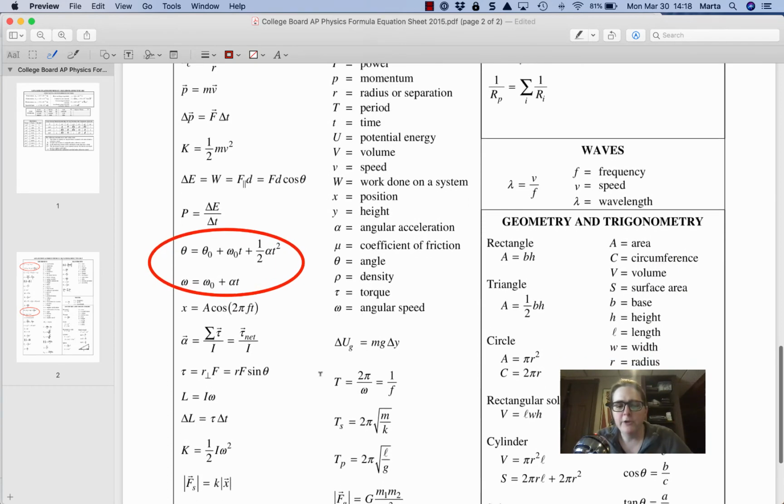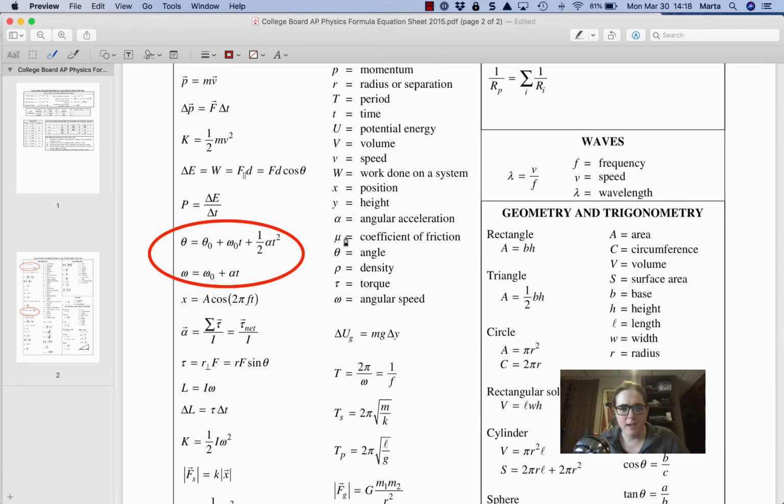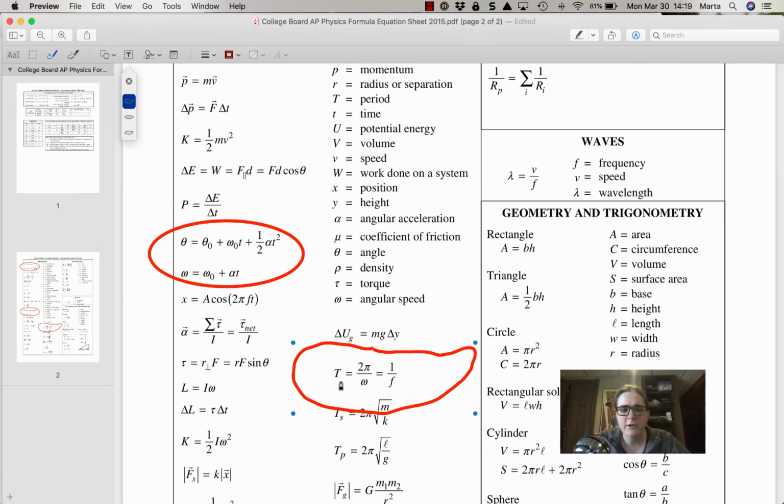Now, the other equation I want to point you to is earlier this year we defined the term period. And we talked a little bit about the part of this equation right here. Where we talked about the part that's period equals 1 over frequency. Now we can add this middle part to the equation at this point.